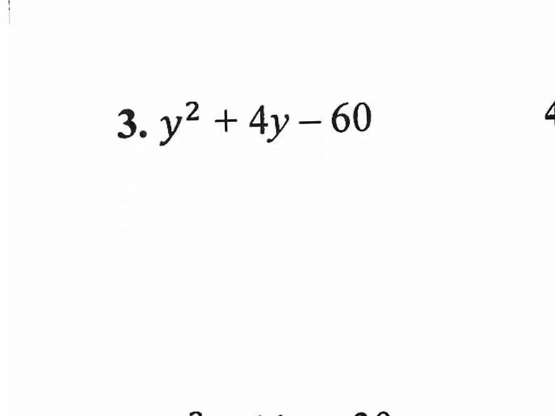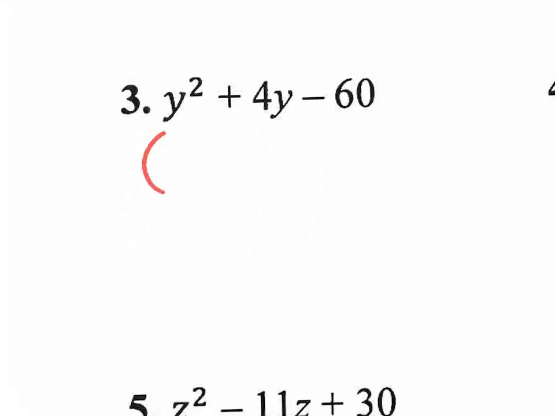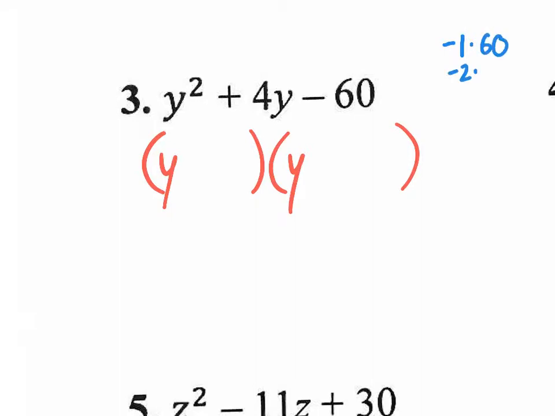Let's move on to number 3 here. Set up your answer format. What times what is negative 60 that if you add together is 4? If you don't see it right off the bat, go ahead and make a list. Start with the number 1, or in this case, negative 1, because you want it to be a negative 60 after all. So negative 1 times 60, negative 2 times 30, negative 3 times 20, negative 4 times 15, negative 5 times 12, negative 6 times 10.